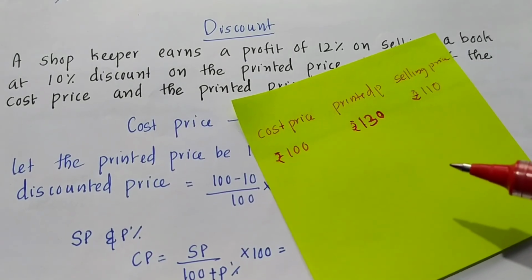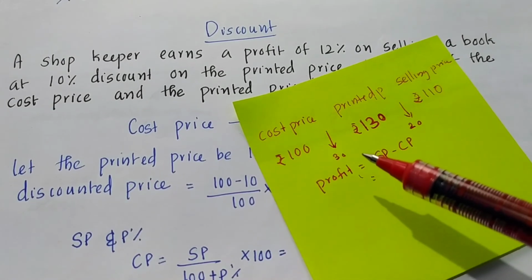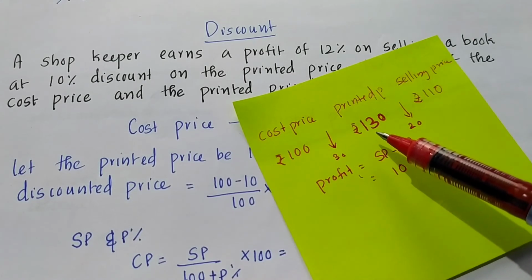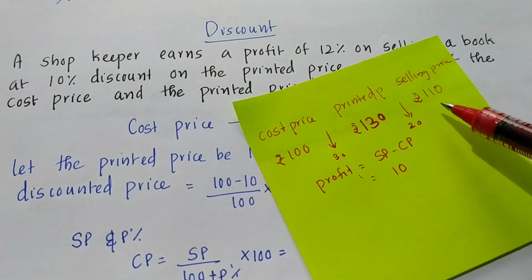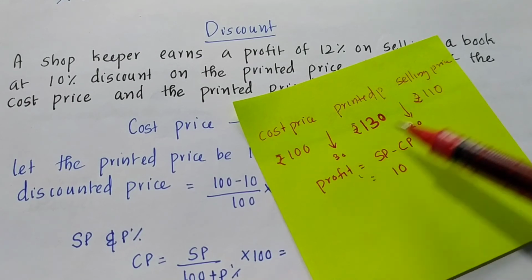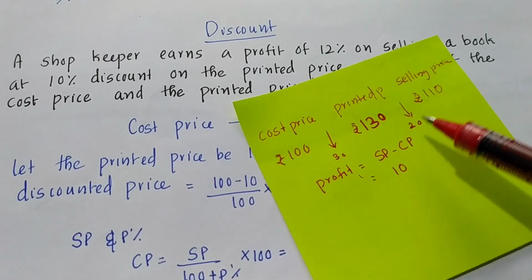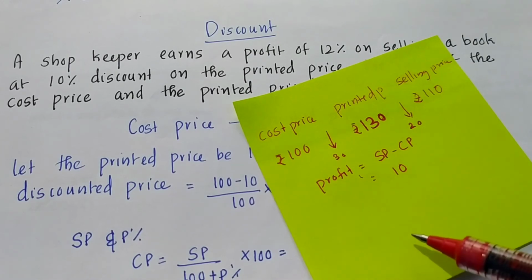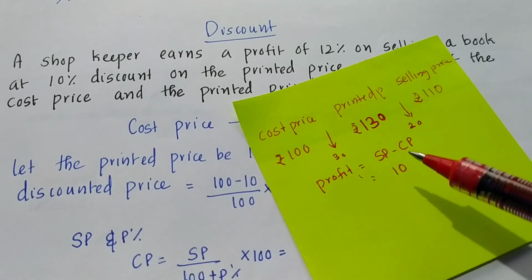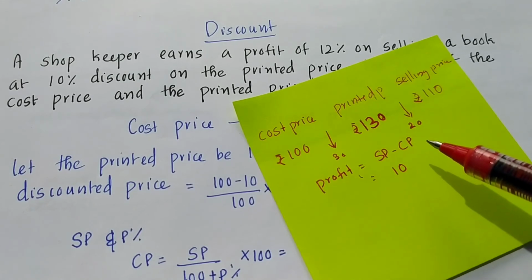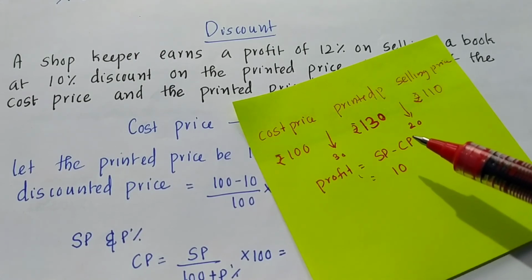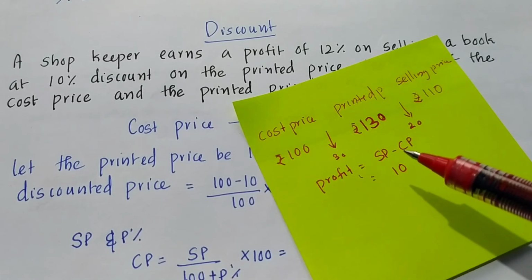Before discussing the question, let us have a look at this. If the shopkeeper gets a product for rupees 100 and he prints the price as rupees 130 on the product, and he sells the product for rupees 110. So what is the difference between cost price and the printed price? That is 30, and the difference between printed price and selling price is 20. So what will be the profit? Profit is simply the difference between selling price and cost price, that is the price at which he bought the product and the price at which he sells the product. So it is just for convincing the customers, they are printing a price on it and giving it at a discounted price.